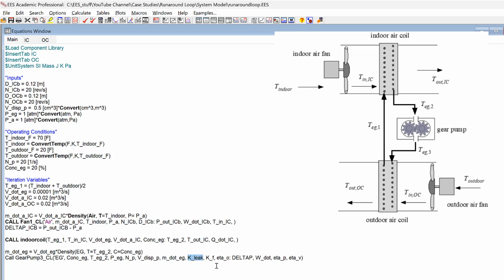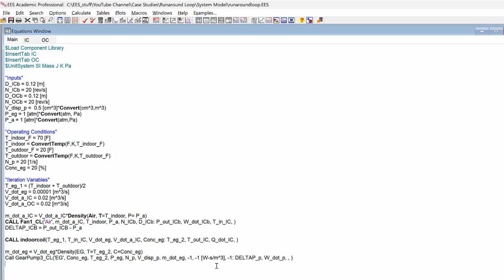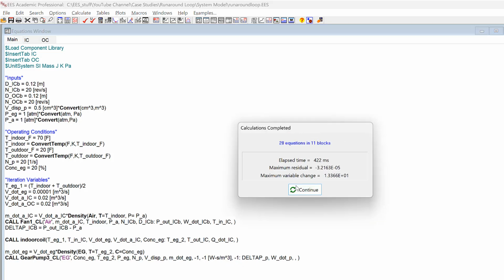at T equals T EG2 and C equals concentration of ethylene glycol. And then these are just going to be set to negative numbers, -1. This one actually has some units, so -1 watt seconds per meters cubed, I think is the right units for that, and -1. And it's going to return the pressure rise produced by the pump, the power required by the pump, and then if I cared, it would also give me the pump efficiency and the volumetric efficiency, but I'm not sure I care about those things, so I'll not return them. And hopefully this will solve.